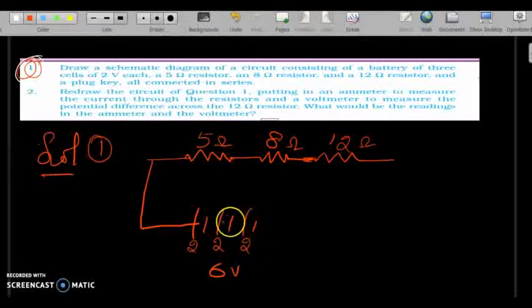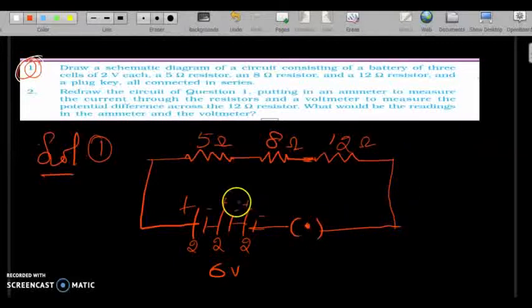These cells are connected like this: positive, negative, positive, negative, positive, negative, and there is a plug key in between. When we close it, that becomes a circuit. So children, this is the first question. Now we will work the second one.